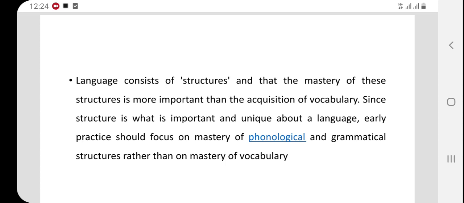So, in this method, the teachers who teach language, any language, but here we specifically describe the English language, the structure is more important than the acquisition of vocabulary, since structure is important and unique about a language. Every language has its structure, and definitely it's unique also. So the purpose of the teacher in applying the structural approach in a class is to equip the students with the knowledge of the structure of the sentences.